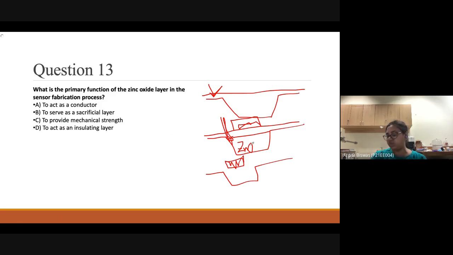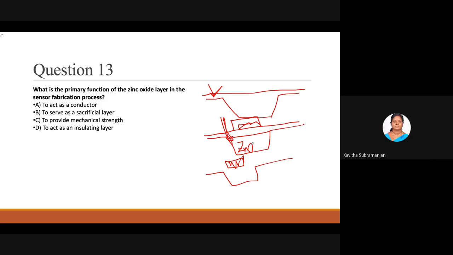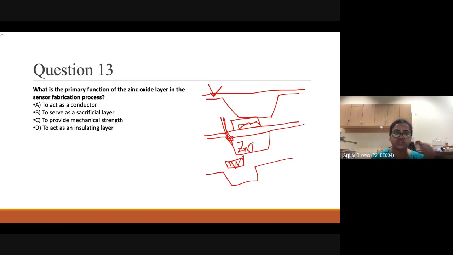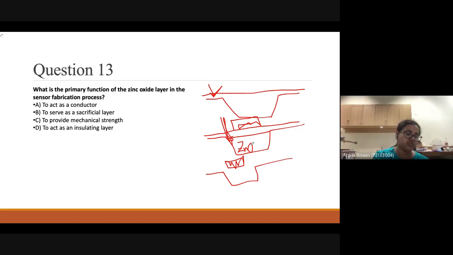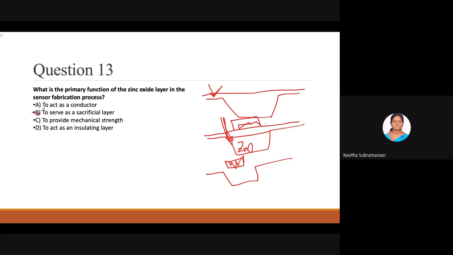Now tell me what is the right answer. Sacrificial layer, ma'am. Yes, to serve as a sacrificial layer, which is used during fabrication and is completely removed afterwards. So here zinc oxide is used as a sacrificial layer.